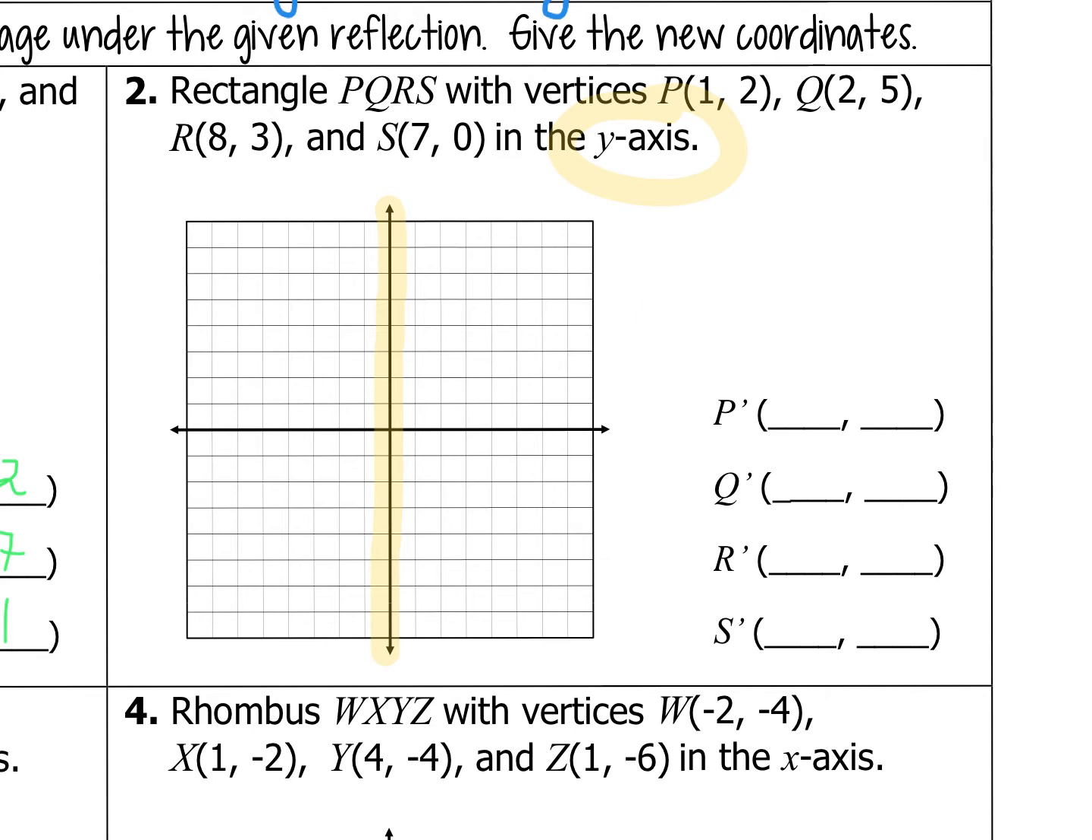Okay, so this is the last time I'm going to go through exactly how to plot points. For the point 1, 2, that means we're going to start at the origin right here, and we're going to go to the right 1 and up 2. So there's our point for P. And then for Q, we're going to go right 2, up 5. So from the origin, right 2, up 5, plot a point.